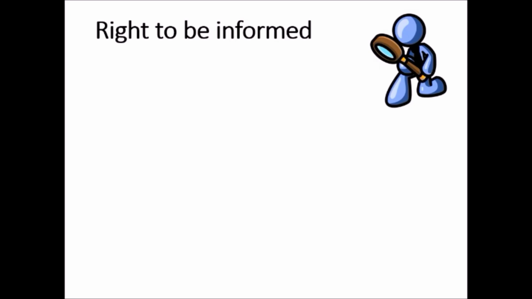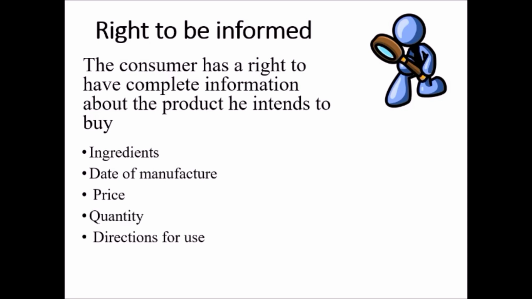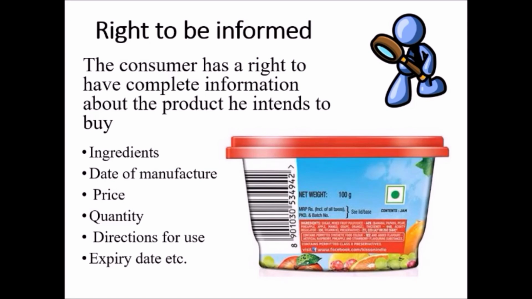Second is right to be informed. So this basically means the consumer has a right to have complete information about the product he intends to buy. So whenever you are buying something, you have a right to have complete information about the product, such as ingredients, date of manufacturing, price, quantity, direction of use, expiry date. There are a lot of details, and normally a producer is not going to tell you all these details, rather they make these details available on the labels of the product.